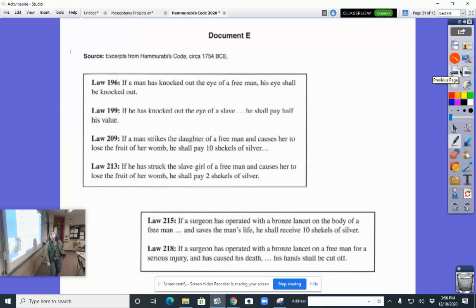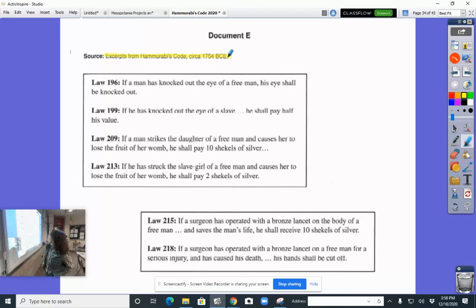Okay, now let's move on to the one that you need to do for me for today. We'll go through a lot of this together. Again, what's the very first thing we do? Well, we highlight the source. We have excerpts from Hammurabi's code. Surprise, surprise, right? Law 196.